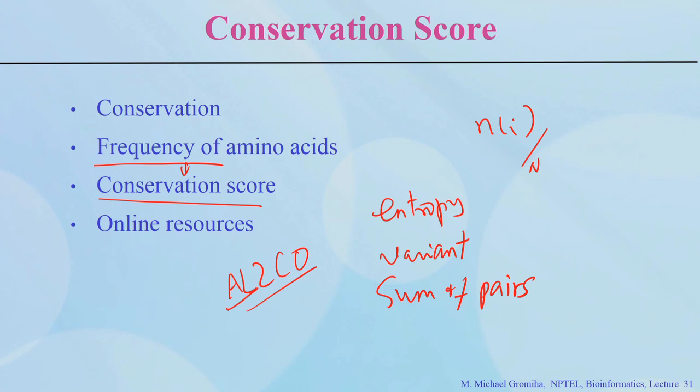What is the formula to normalize the score? X minus x bar by sigma. So, you can get a kind of Z score, you can normalize the values.